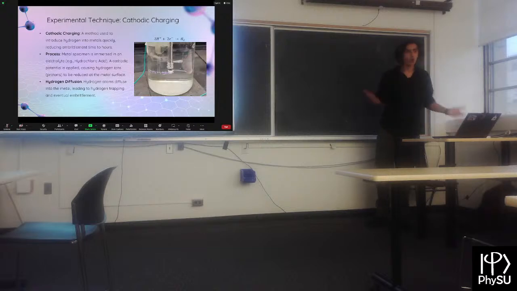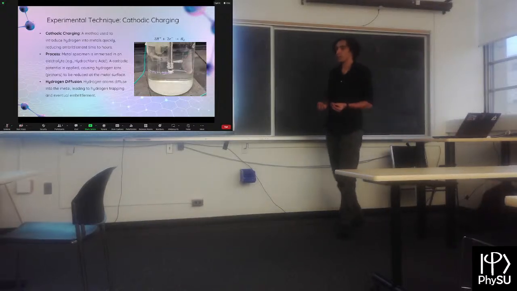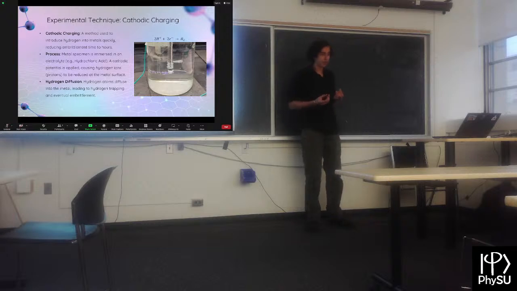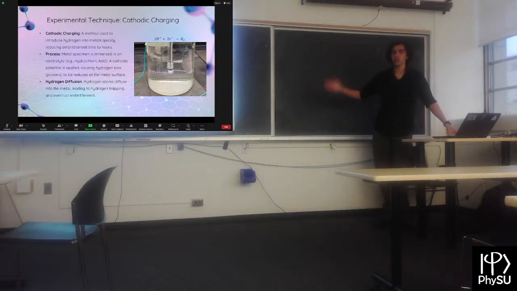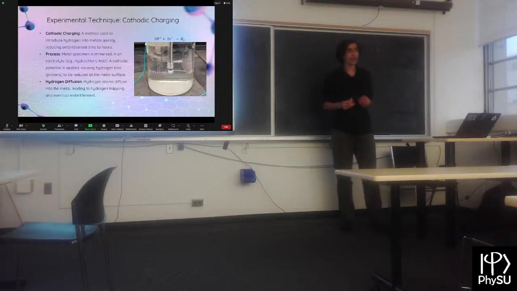Now that we know what hydrogen embrittlement is, what exactly can we do to study it? How do we know exactly how it works? One method that's often used in laboratory experiments is cathodic charging. Cathodic charging is used so that we can introduce hydrogen into the metals quickly.